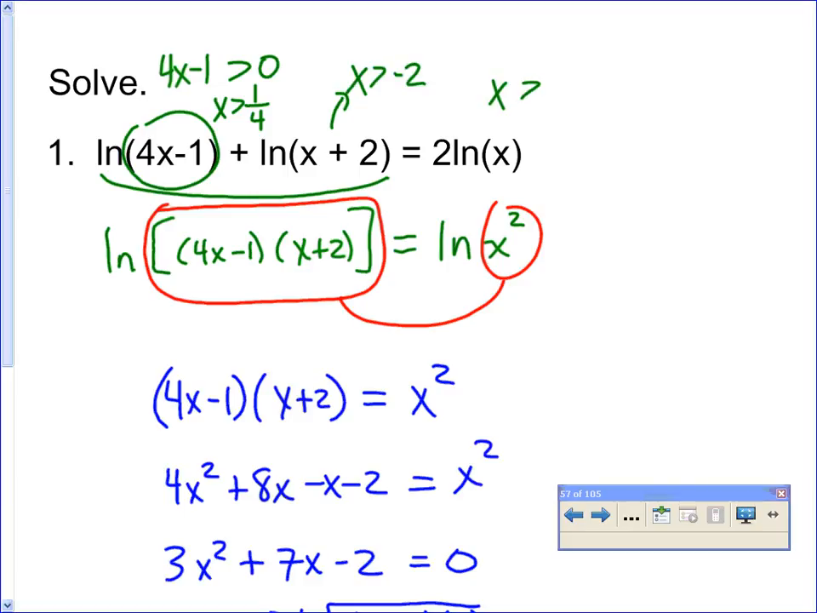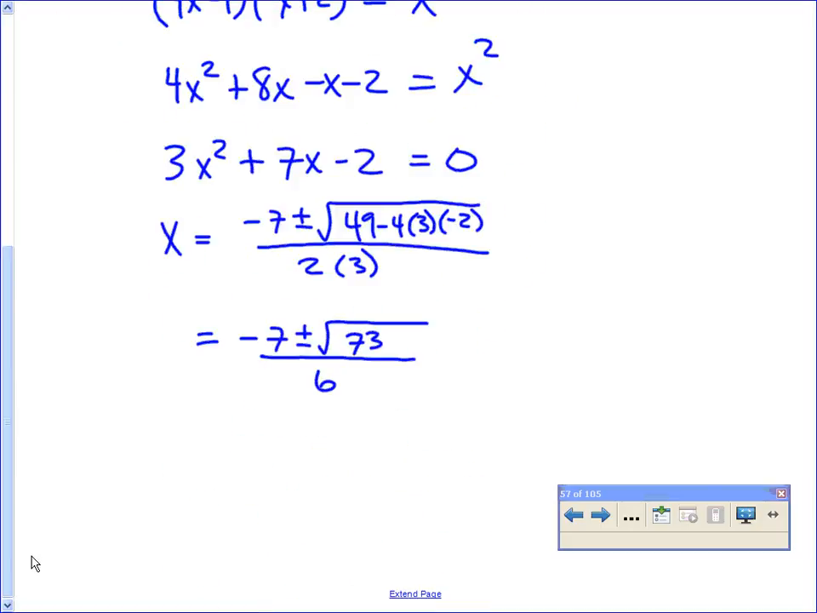And then in this one, it means x is greater than 0. Okay, so when you're looking at your solutions, you have to go back and look at your domain. You go with the one that is going to take care of all of them. So x is greater than a fourth. If x is greater than a fourth, then it's going to be greater than negative 2, and it's going to be greater than 0. All right, so we know x has got to be greater than a fourth.